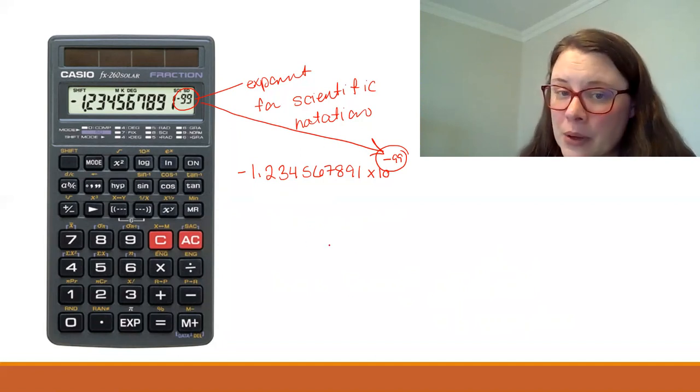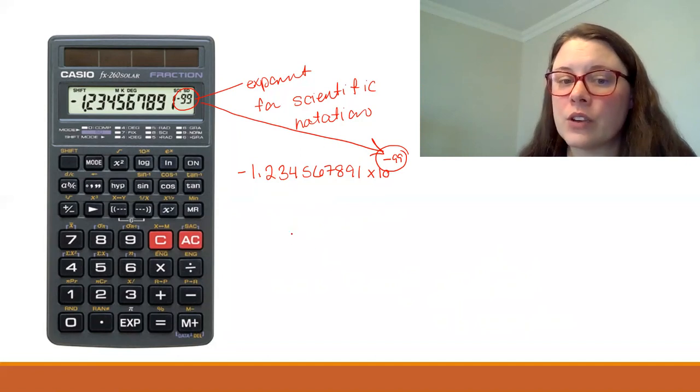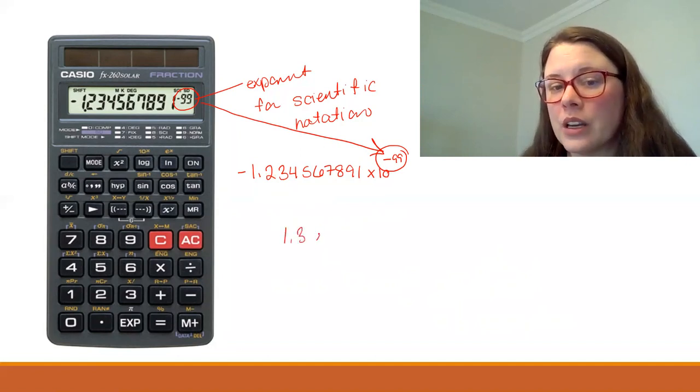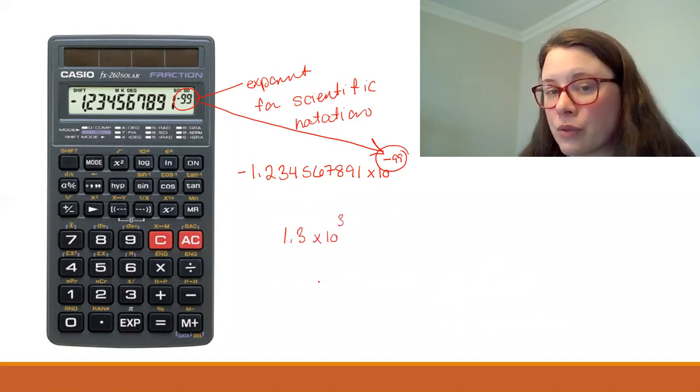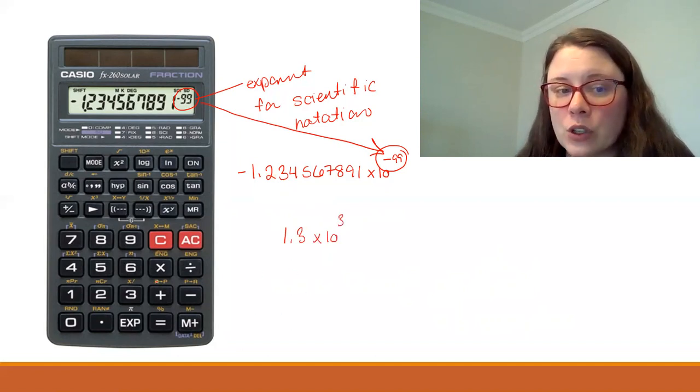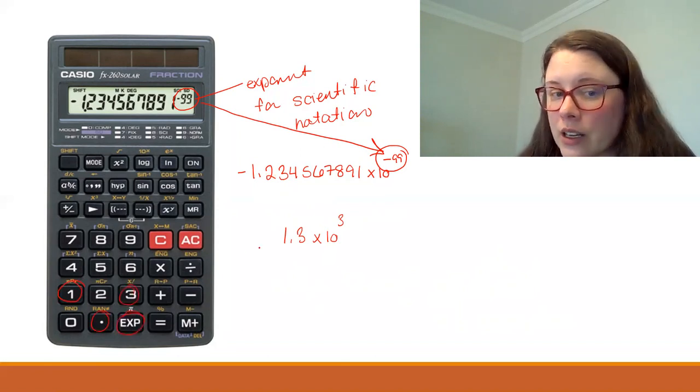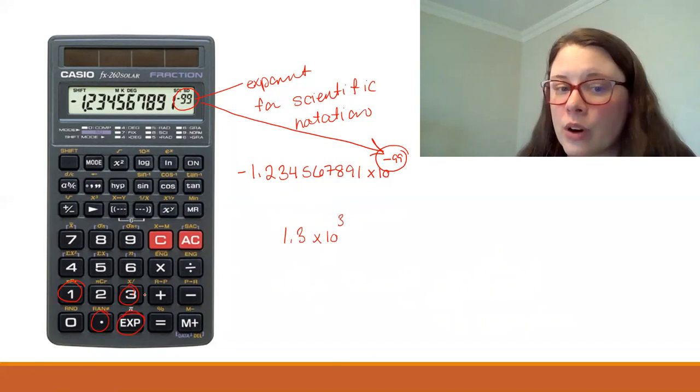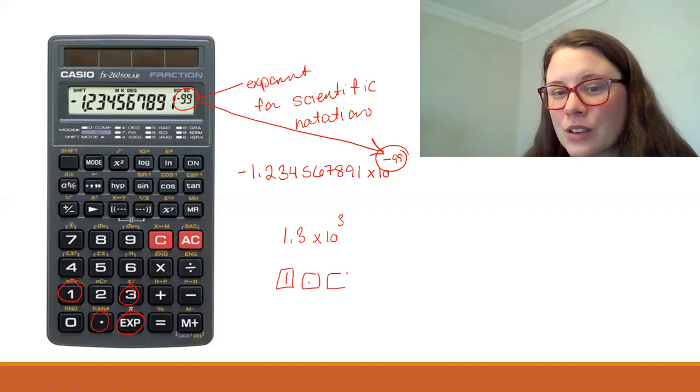To key in a number, if you're trying to put something in with scientific notation, let's say you want to put 1.3 times 10 to the power of 3. You are going to press 1.3, then you're going to hit your EXP button, and then you're going to press 3 again. So it's going to be 1, decimal, 3, then you press your EXP, and you would press 3 again.